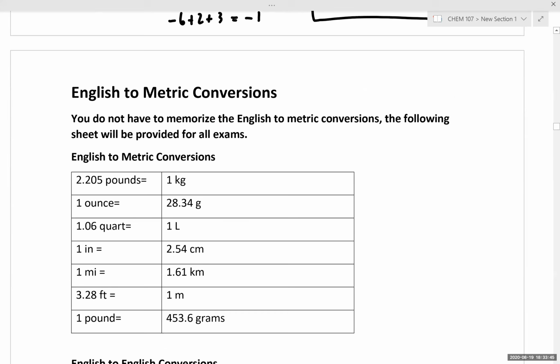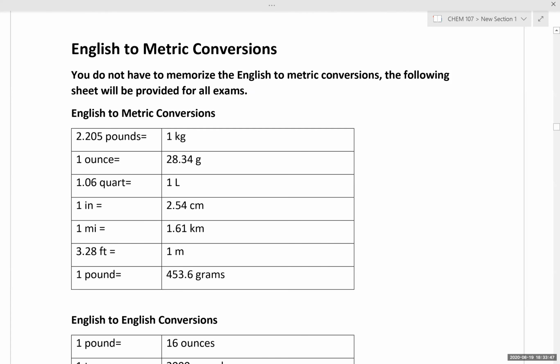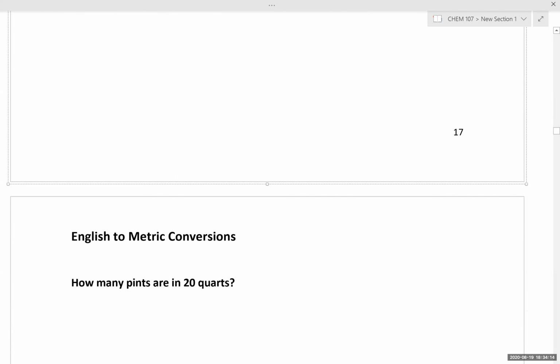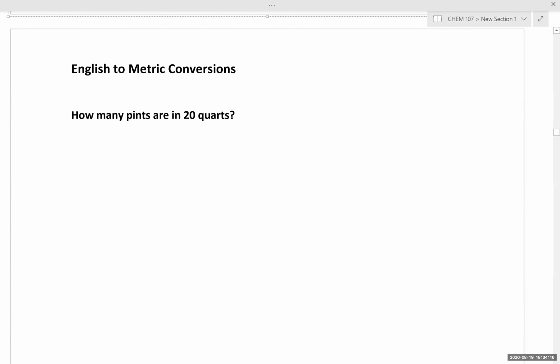So for English to metric conversions, you're not required to memorize the English to metric conversions. You'll have this sheet available. You can bring this English to metric and English to English conversion sheet with you to all exams. So you don't have to memorize any of these. These are common English to metric conversions, and these are the common English to English conversions. So we'll reference this sheet throughout this next session.